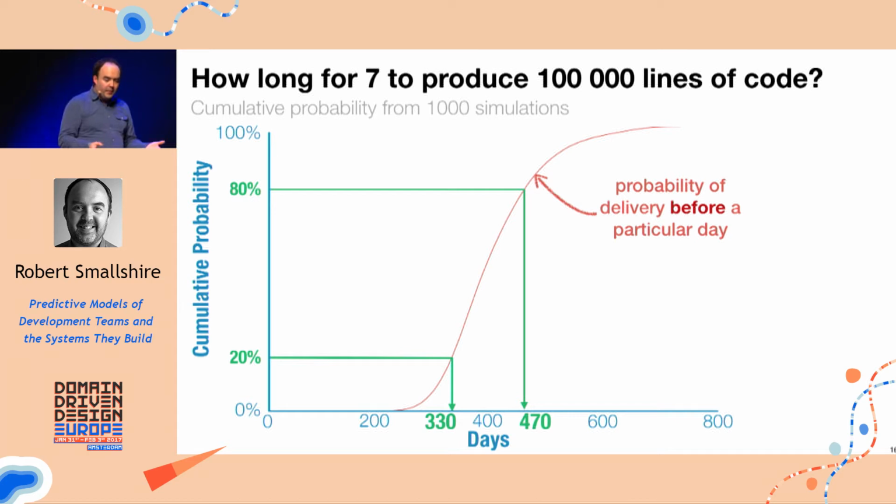So we can say, well, in 80% of simulations, they finish before day 470, and in only 20% of simulations, they finish before day 330. So that's quite a narrow range in terms of days, I think. I think that's quite interesting.